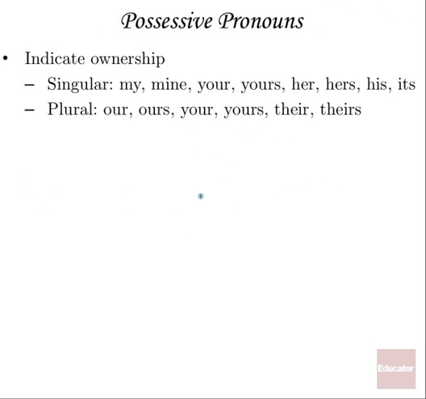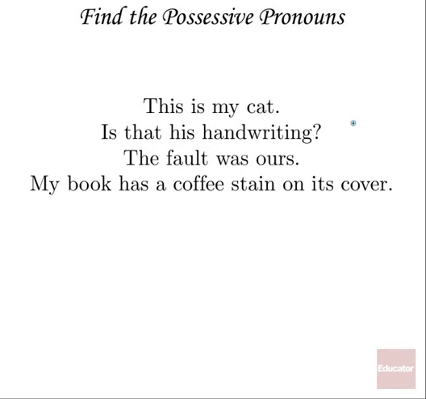All right, possessive pronouns. These have a very specific function. Possessive pronouns indicate ownership or possession. Now they come in singular and plural, just like personal, and they're related. So singular, we have my and mine, your and yours, her and hers, his and its. Now the plural: our, ours, your, yours, their, and theirs. Let's look at some examples.